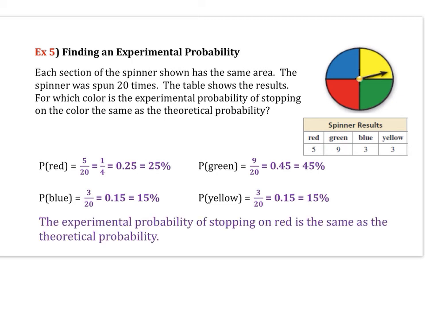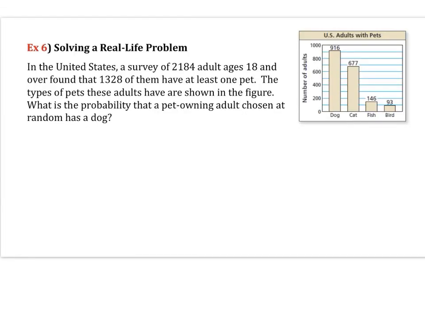So when we compare, the experimental probability of stopping on red is the same as the theoretical probability. And that's based on there being 4 colors. For it to stop on red, that's a 1 in 4 chance, which is 25%. If we were to do no experiment at all, we have a 25% theoretical chance to land on red. Based on our experiment, the probability of red came out to be 25%. So 25% being red matches and is equal in experimental and theoretical probability.